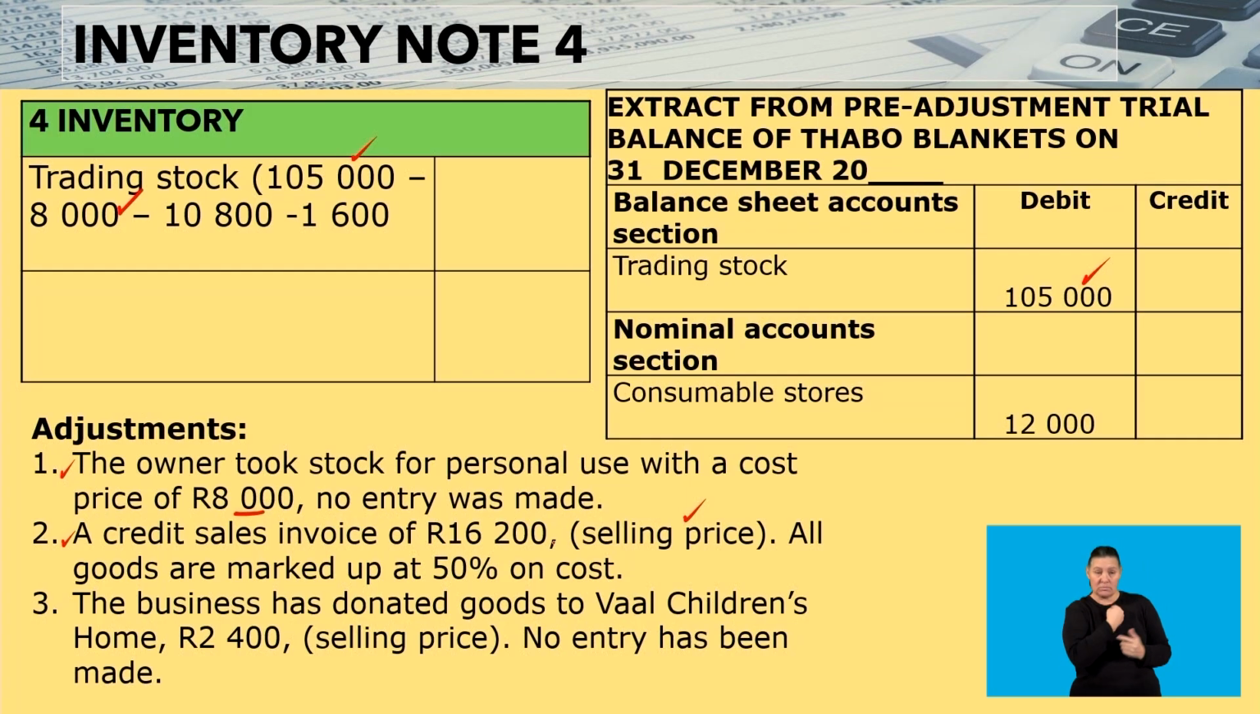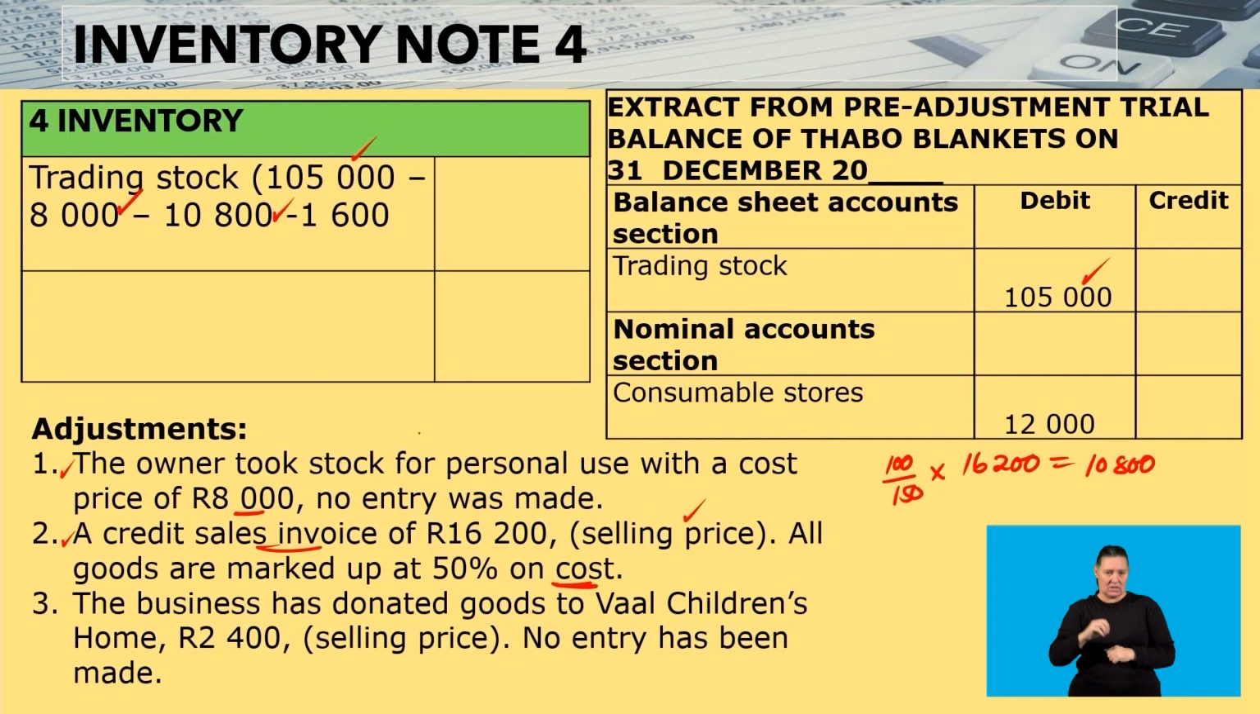The first thing that I must do is I need to know what was the cost of the goods that were sold. So I'll come here, then I'll say it is 100 over 150. Then I multiply that by 16,200. When I punch that in my calculator, I'll get 10,800. When it is a credit sales invoice, it means we have sold goods. And when we sell goods, our inventory will decrease. And this transaction was not recorded.